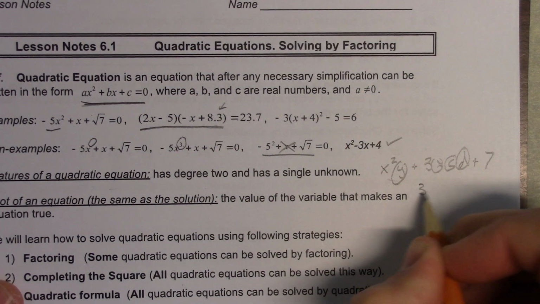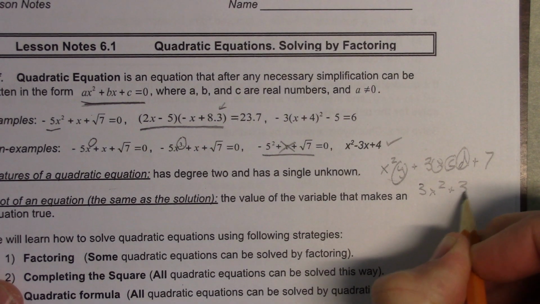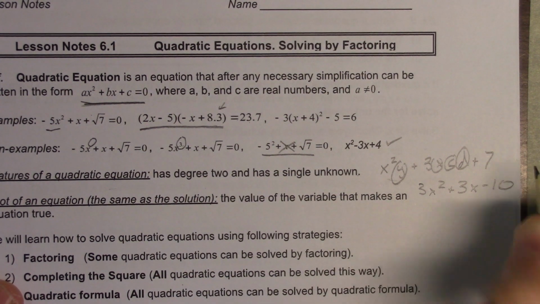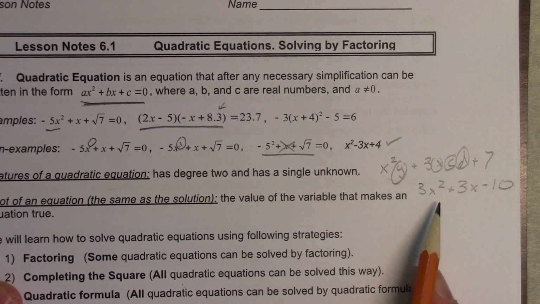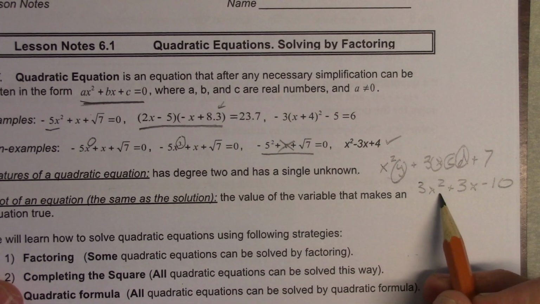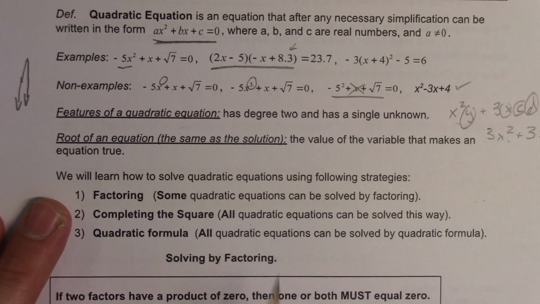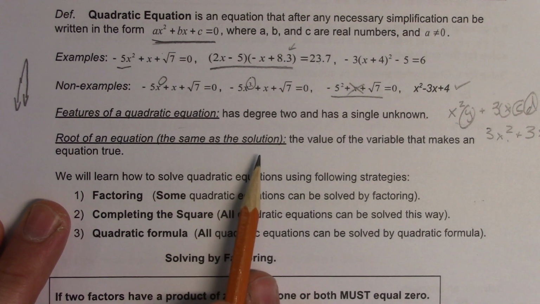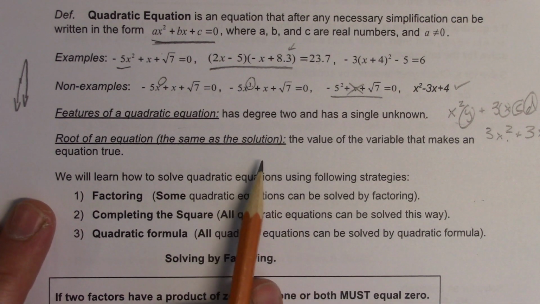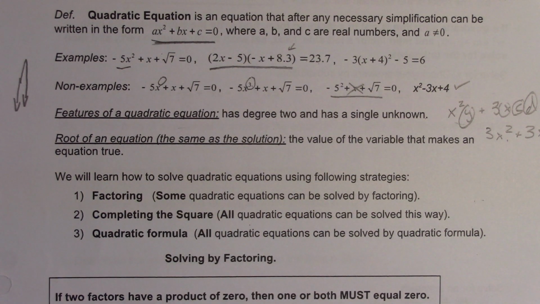Quadratic is going to be in this form, right? Something like that, where we have x as being the only unknown, we have a degree of 2, that's a quadratic. Okay? The root of an equation now is the same as the solution. So, actually, there's 4 names. So x-intercepts, zeros, roots, and solution. They're all the same thing.